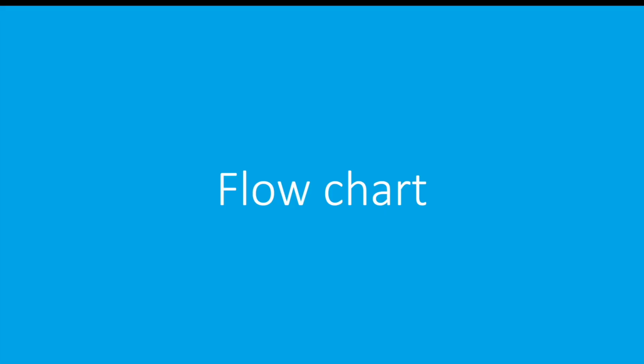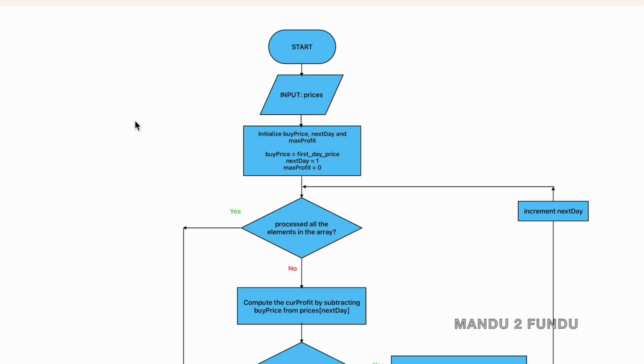Let's look at the flow chart. The input for this procedure is the prices array. First we have to initialize the buy price, next day index, and the maximum profit variables. The buy price will be set to the first day price from that array, the next day index will be set to 1, and the maximum profit will be set to 0.